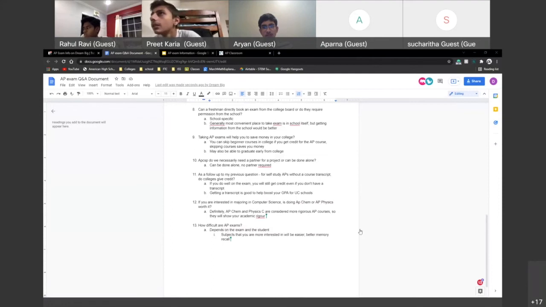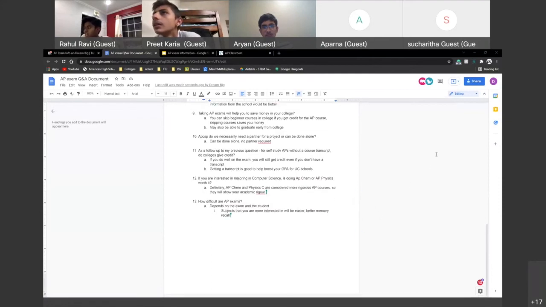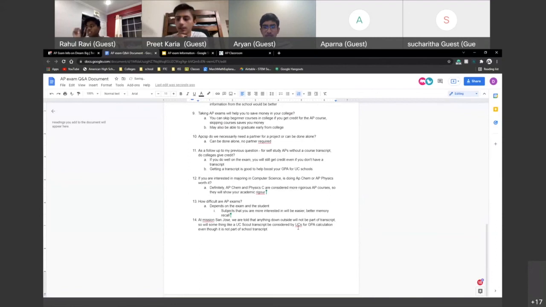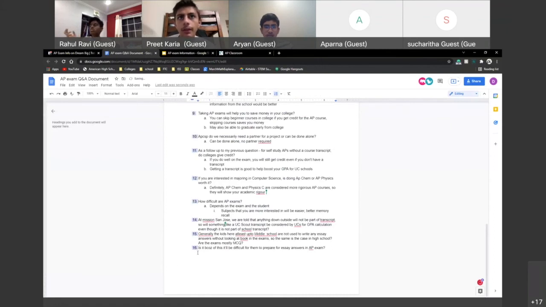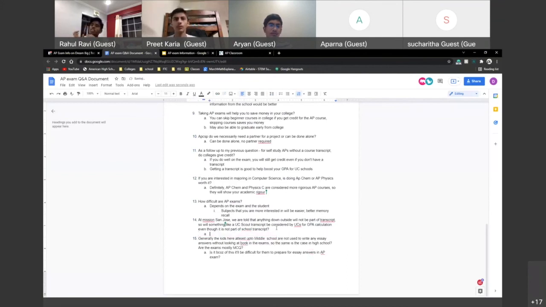At Mission San Jose, we are told that anything outside will not be part of the transcript. So will something like a UC Scout transcript be considered by UCs for GPA calculation, even though it is not part of the school transcript? Yes. So your UC Scout transcript will not be integrated with your school transcript, but I think there is an option to send it separately. That's what some of my friends who took AP courses outside are doing this year. And it won't help for private colleges like MIT or UIUC, but for UCs, it will improve your GPA. So it's a separate transcript, two transcripts being sent, if that makes sense.